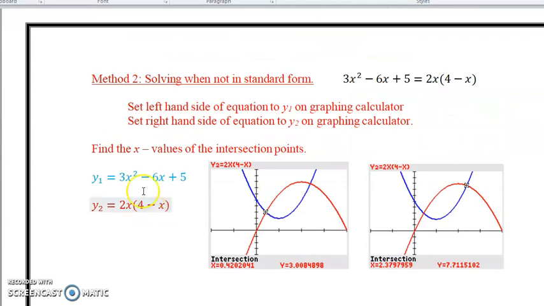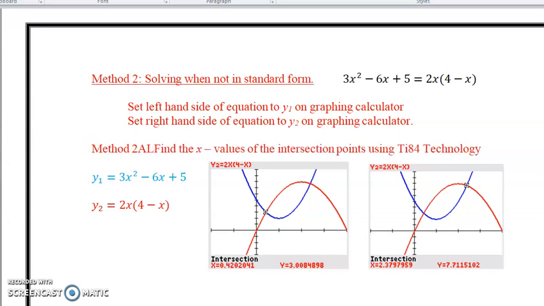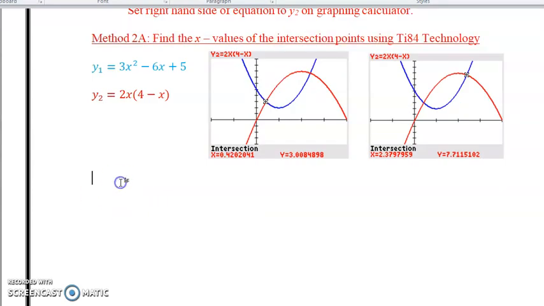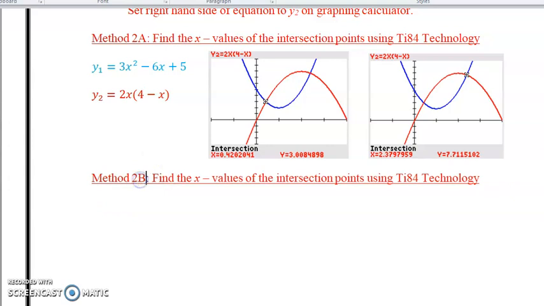Let's do it, so that's finding x values and the x points using TI-83 or TI-84 technology. Okay, and we'll call that method 2A. All right, method 2A. Let's do method 2B. Method 2B, find the x values of the intersection point using desmos.com, which we love.